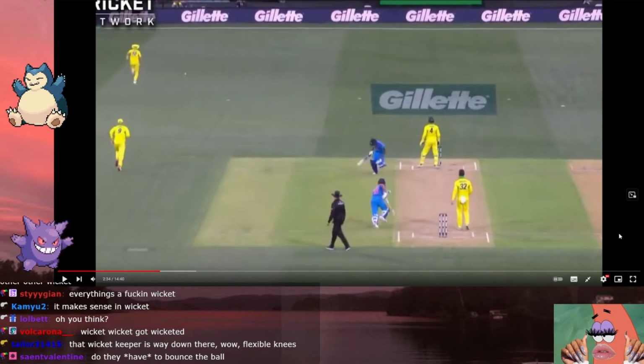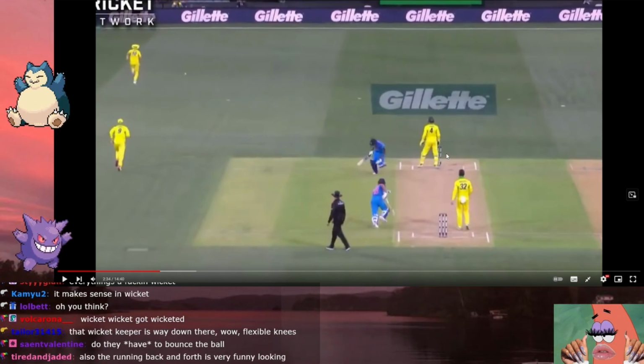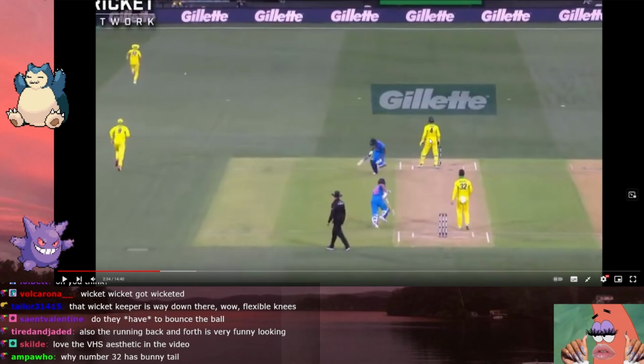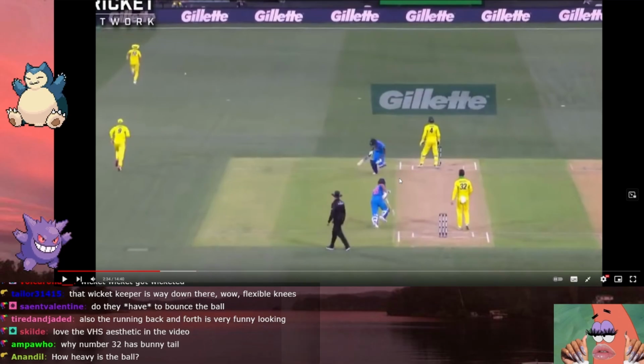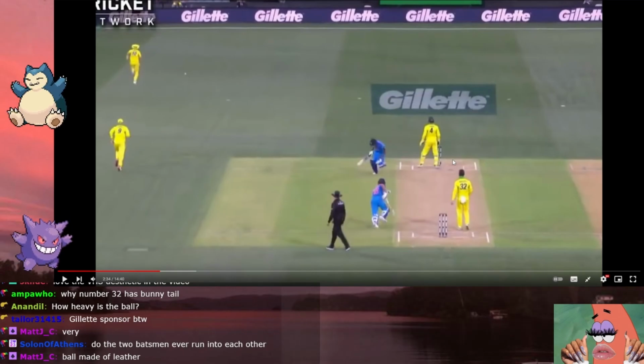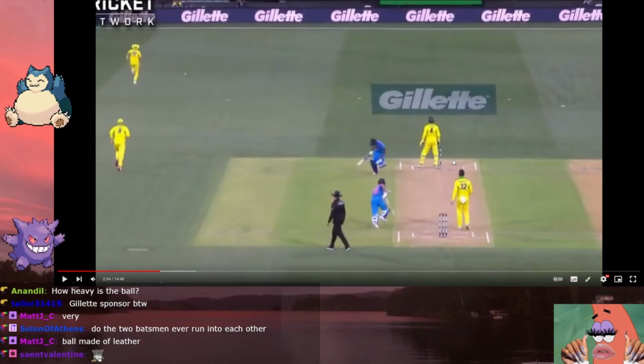So I don't remember how much detail he goes into on what constitutes an illegal delivery. You don't have to bounce it. However, if you bowl it on the full, if you don't bounce it and the ball passes the batter above their waist, that's a no ball. And if you bounce it and it passes the batter over their head, that's a wide. So it's a bit like a strike zone kind of idea, but just a little more complicated, with different rules for being on the full or bouncing.